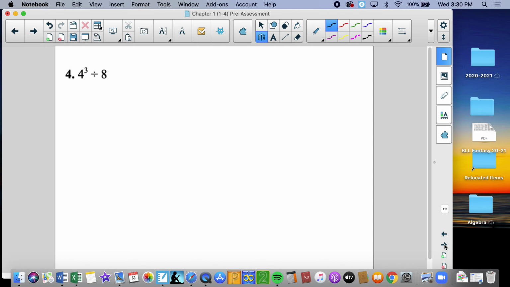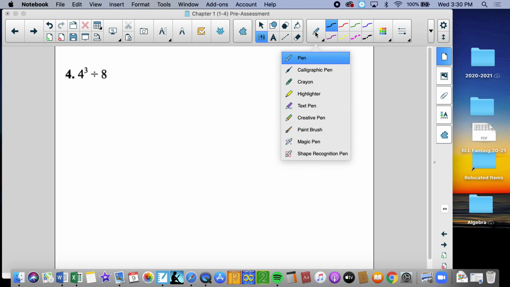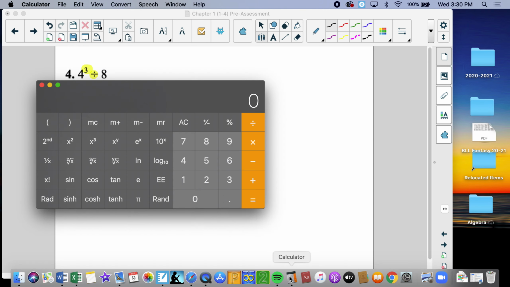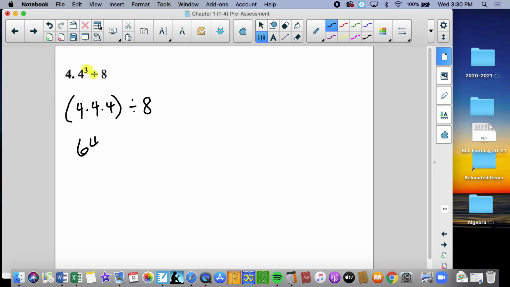Number 4. 4 cubed divided by 8. So we have exponents, and then we have division. We're always going to do exponents before division. 4 to the 3rd is 4 times 4 times 4 divided by 8. On our handy dandy notebook, we can do 4 to the 3rd, which equals 64. And then 64 divided by 8 gives us 8.